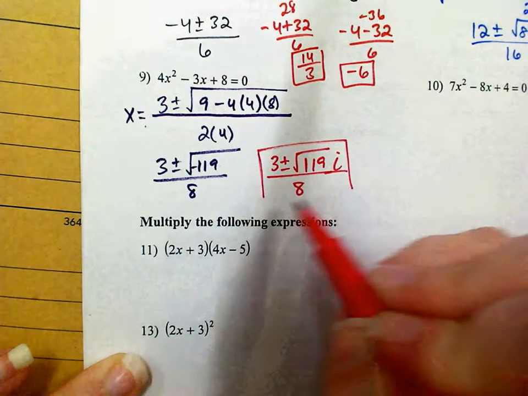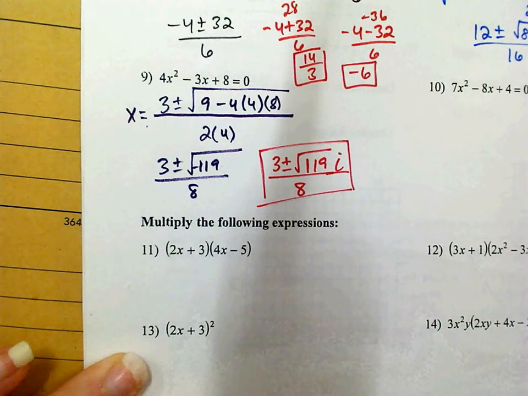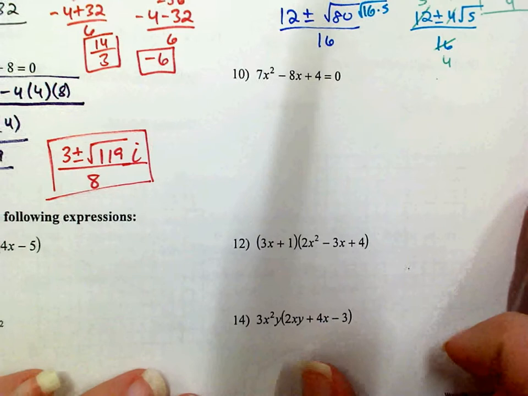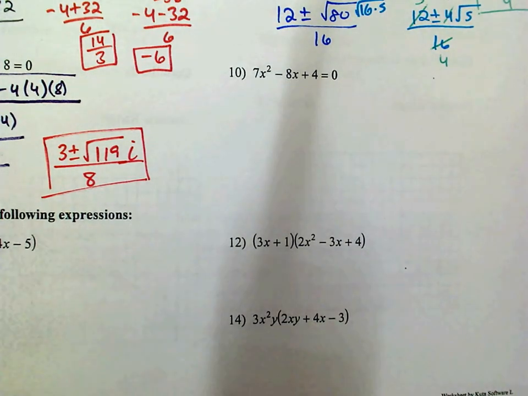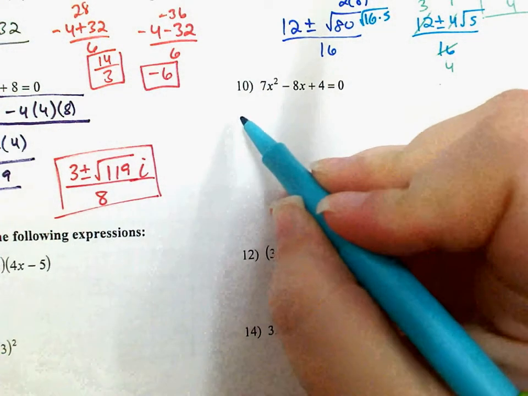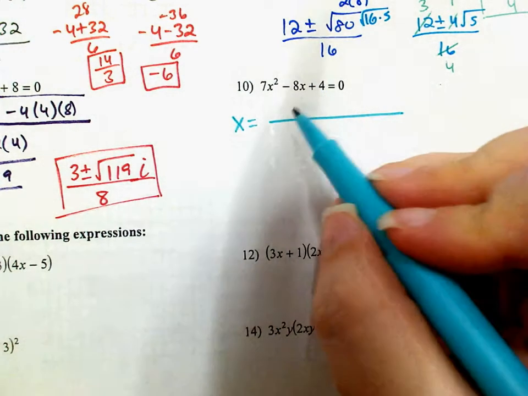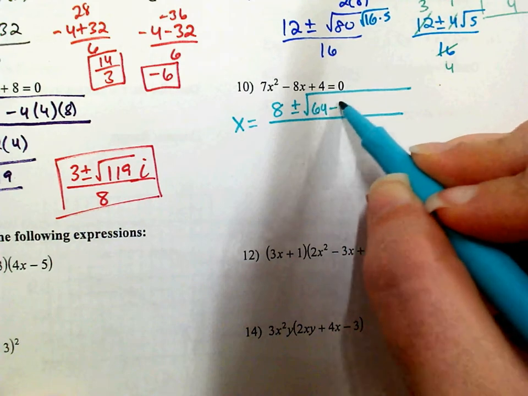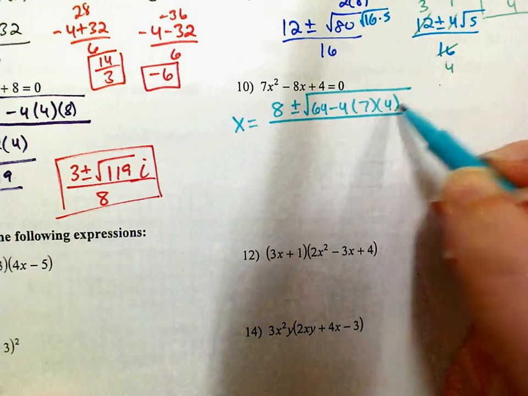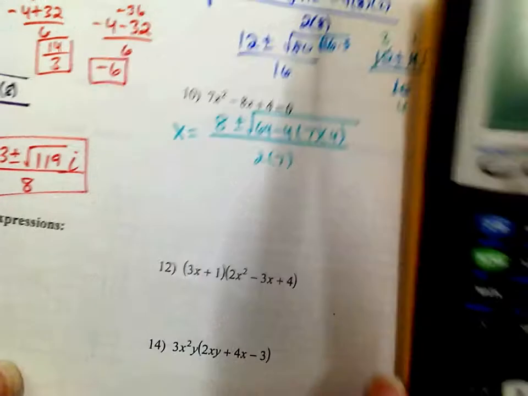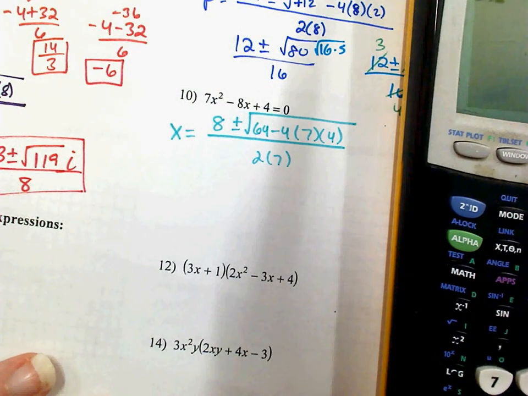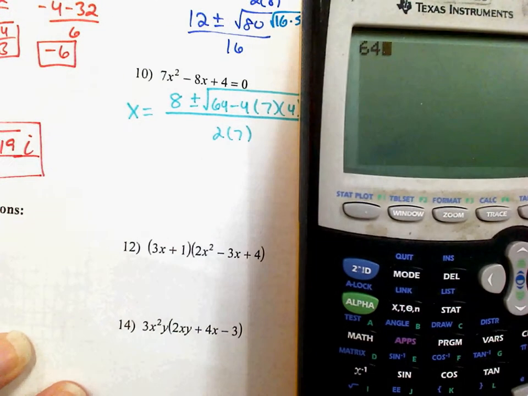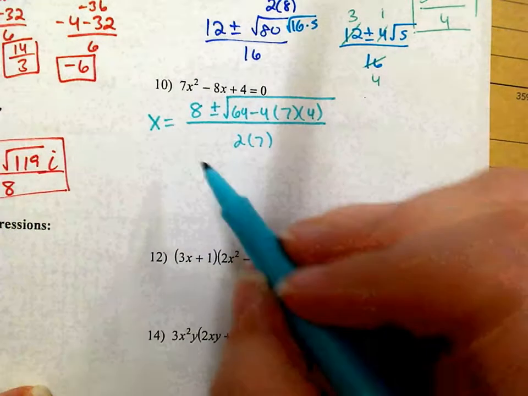Okay? On number 10, you've got everything on the same side. It's in order, so let's just fill it out. X equals negative b, which is 8, plus or minus the square root of b squared, which is 64, minus 4 times a times c, all over 2 times a. So I've got 64 minus 4 times 7 times 4, and that is negative 48. So I've got 8 plus and minus the square root of negative 48 all over 14.